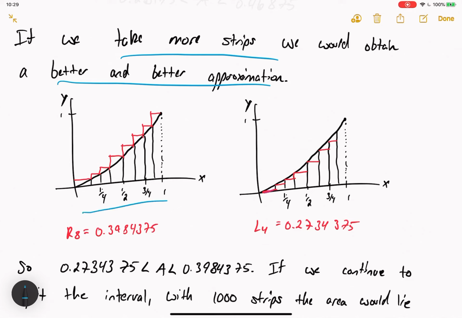So if we look at this one right here, assuming this is an upper approximation, we're using the right endpoints. It may not be clear.